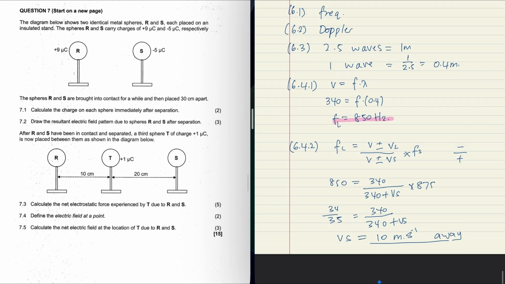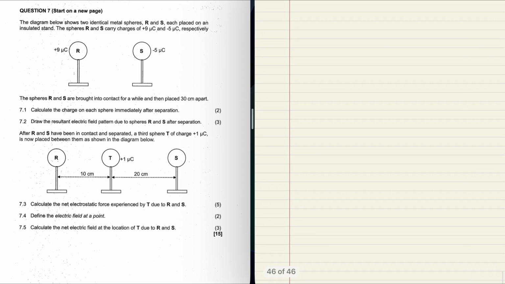Let's move on now to question 7. Diagram below shows 2 identical spheres R and S placed on an insulated stand. The spheres carry charges of plus 9 microcoulombs and minus 5 microcoulombs respectively. They are brought into contact and placed 30 centimeters apart.